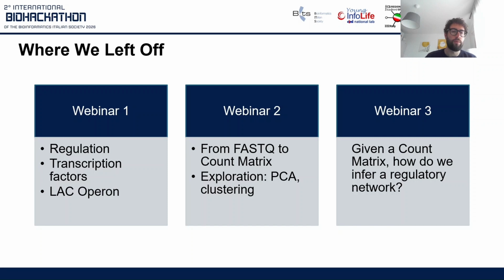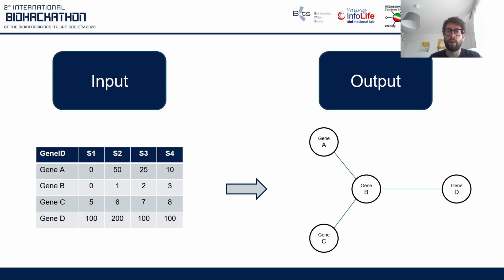In the first webinar, we actually talked more about the biology side, with regulation and transcription factors, while the second webinar, the one from last week, was about the creation of the count matrix from FASTQ files. Then we also understood how to explore the data with principal component analysis and clustering. And today we're going to talk about, given a count matrix, how do we actually infer a regulatory network.